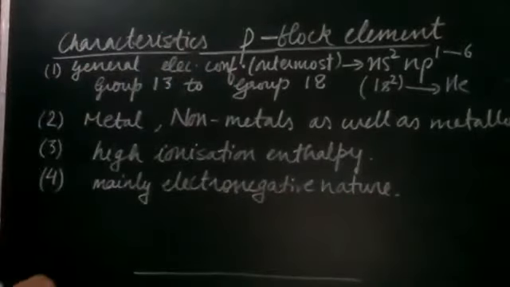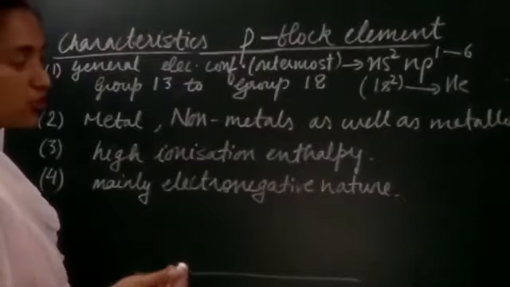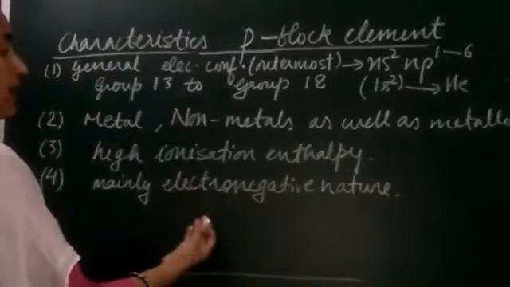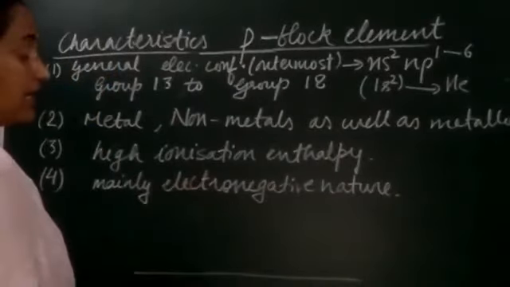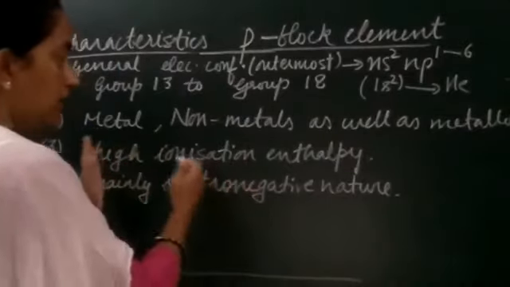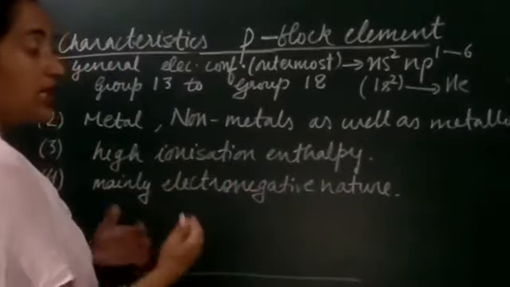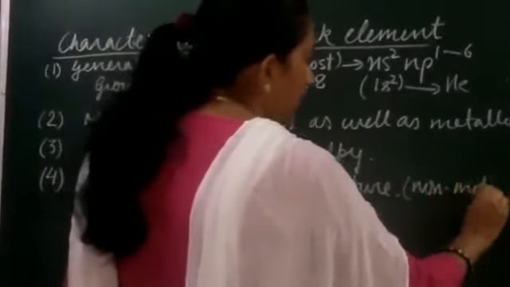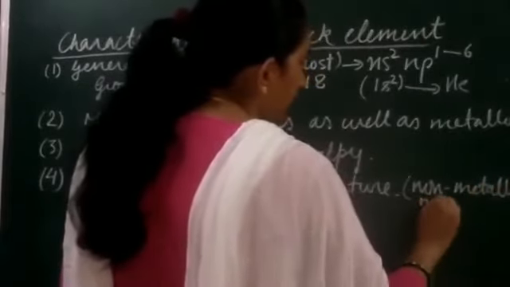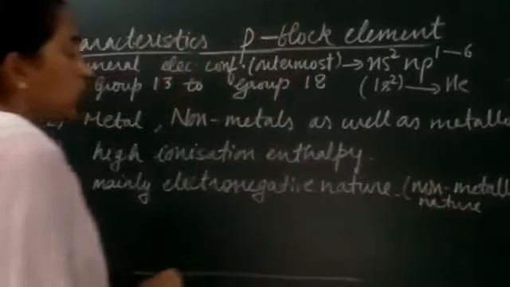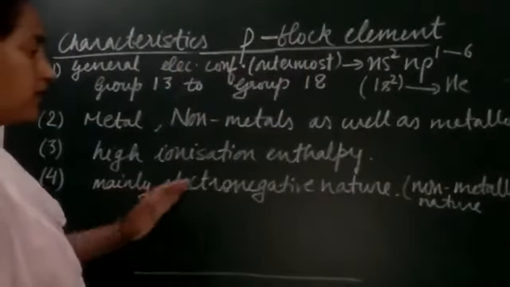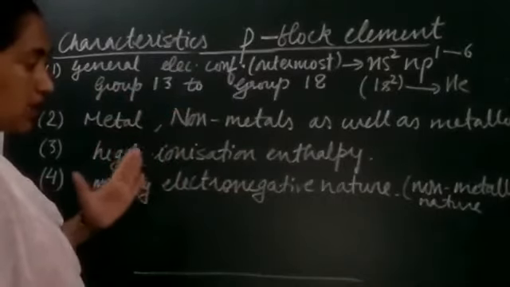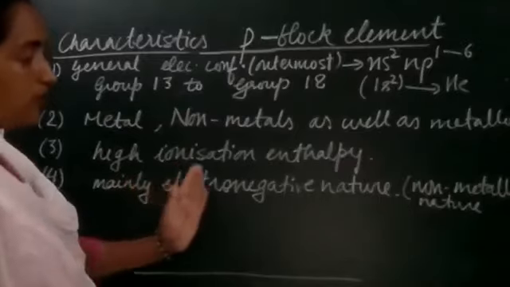Now, what is electronegative nature? It is the tendency to pull the shared electron pair toward itself. We will discuss it later in this unit, right? They have got high ionization enthalpy. They are mainly electronegative in nature. Now students, the high electronegative nature will lead to the non-metallic nature, right? So the electronegative nature in this p block will increase from group 13 to group 17.